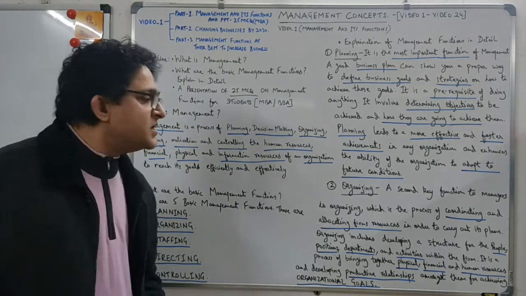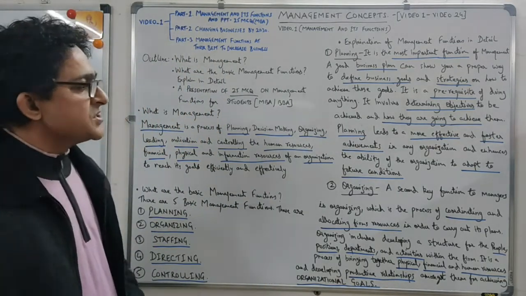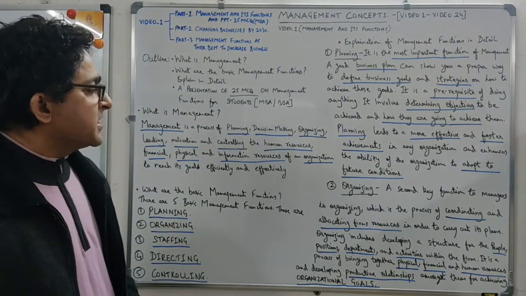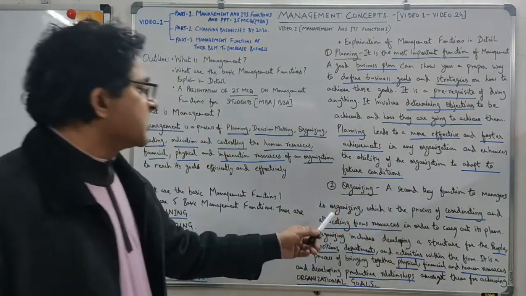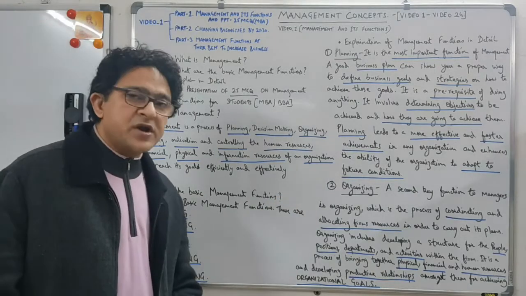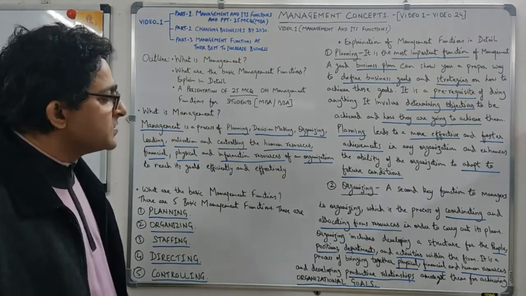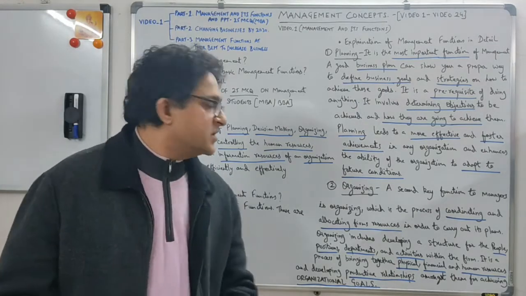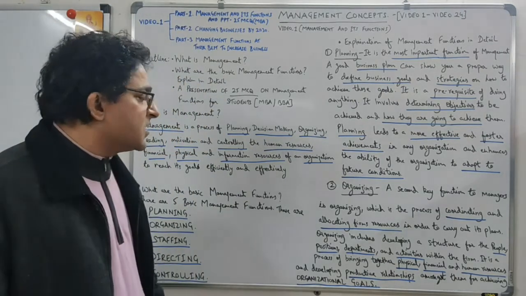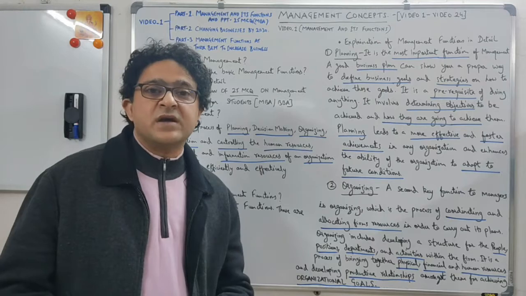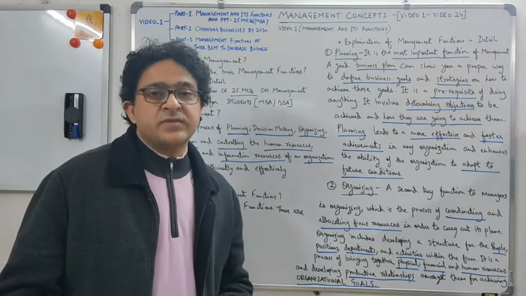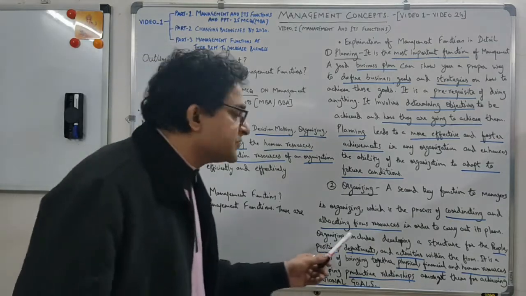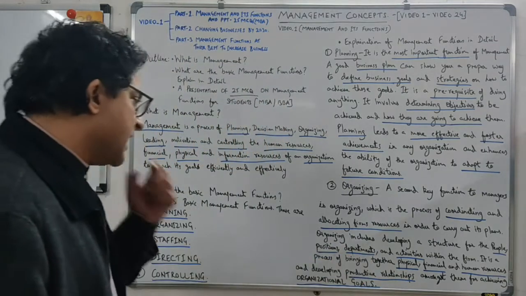Now we go to organizing. Organizing is the second key function of managers, which is the process of coordinating and allocating the firm's resources. So we have to coordinate. There are different departments. There are resources of the company which you have to utilize to the best. So you have to coordinate and allocate the firm's resources in order to carry out its plans, right?